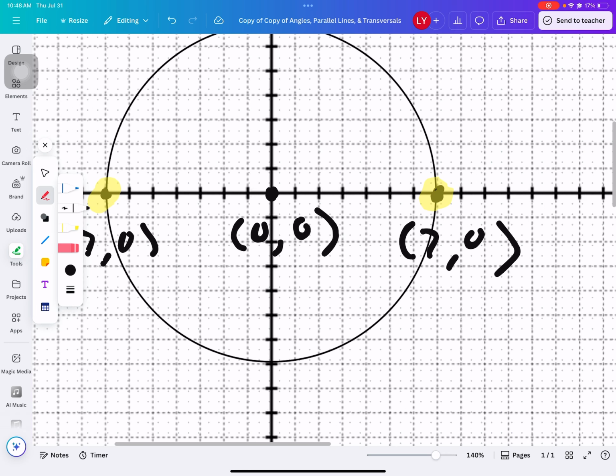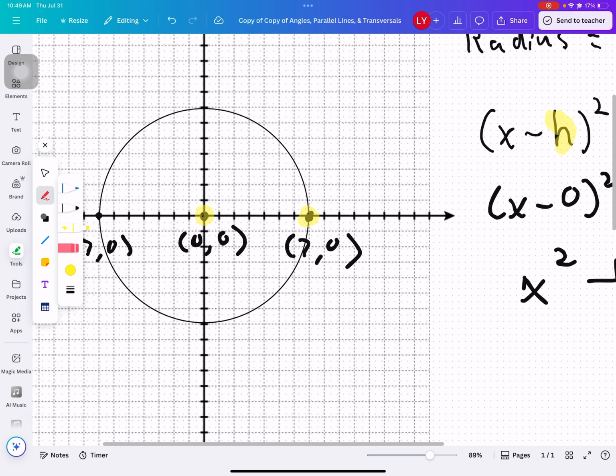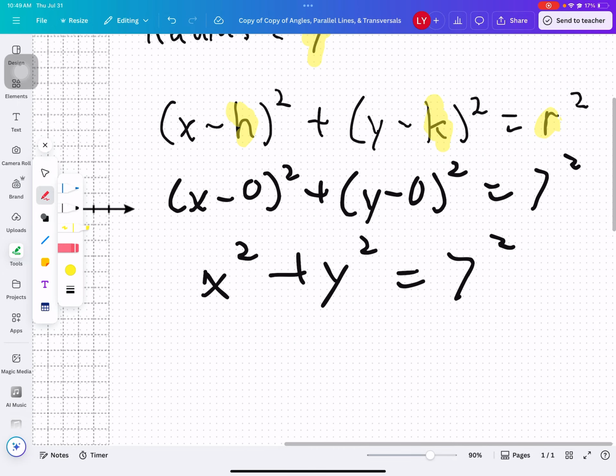Now, if we want to find the radius, all we have to do is find the distance between the center and one of the points on the circumference. And in this case, 0, 0, and 7, 0, the distance is obviously 7. And if we plug those points and information into our equation, we'll get the same result.